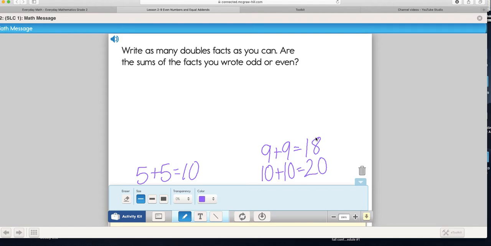Mackenzie, do you have a doubles fact that you can think of? I have 10 plus 10. I have 5 plus 5 equals 10. I have 10 plus 10 equals 20. I have 9 plus 9 equals 18. You're writing these down on your paper or your board. If you don't have them on your paper or your board, write them down. Yanessa, you want to give it another try?